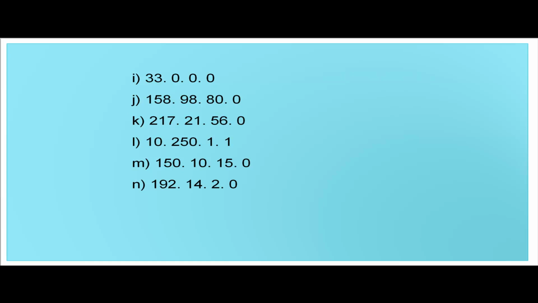33.0.0.0. Now 33 is a class A IP address. So this belongs to class A. 255.0.0.0 is the subnet mask, so this is going to be our network part. Then 158.98.80.0. 158 belongs to class B, so the first two octets are going to be our network part.